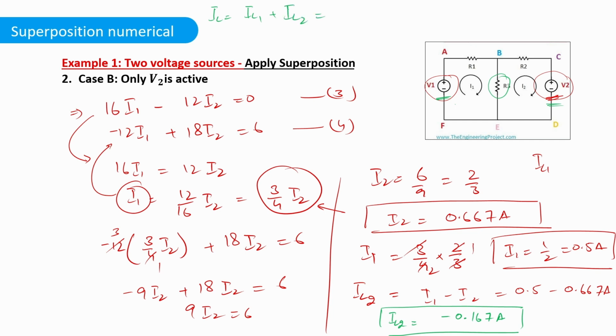So previously we calculated these values. So previously we calculated this as 0.5, right? You can see in the previous slides, this was 0.5. And now we have calculated IL2 as minus. So this should be addition and minus is the value. So we don't care about that. Minus 0.167 ampere. So IL becomes 0.33 ampere. So this is the final answer. Load current across this resistance.